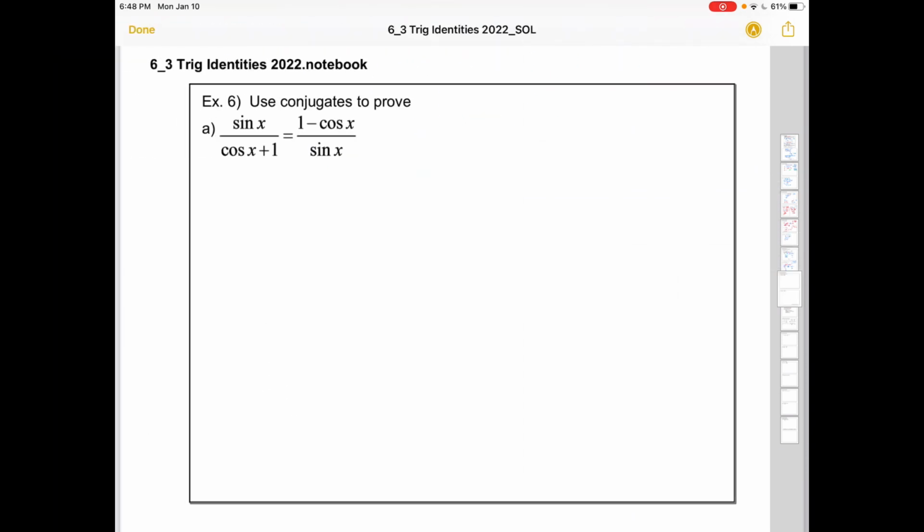One last pair of proofs. It says use conjugates to prove. So conjugates are binomial pairs like this. And when you multiply them together, you get a squared minus b squared. They're good for changing the look of a denominator. So in this one, on one side you have cos x plus 1. On the other side you have sine x. They look different, but they might still mean the same thing. And if you graphed the two of them side by side, you'd find that they look the exact same. So that's a way to justify that they're the same.